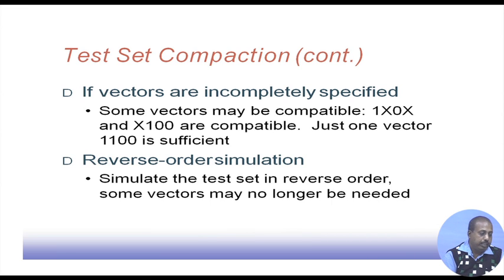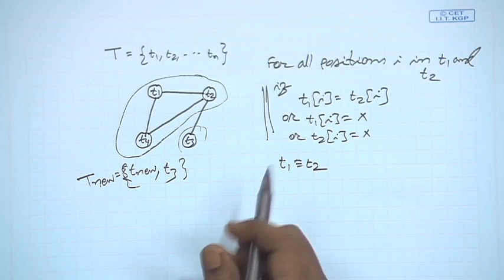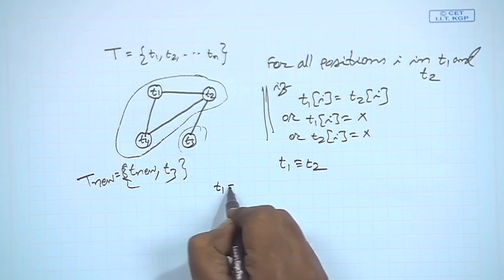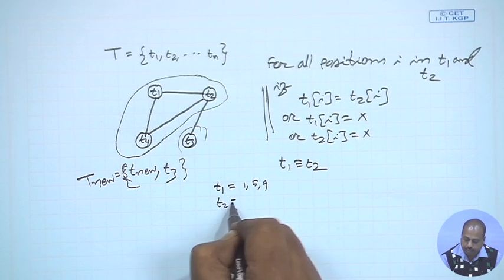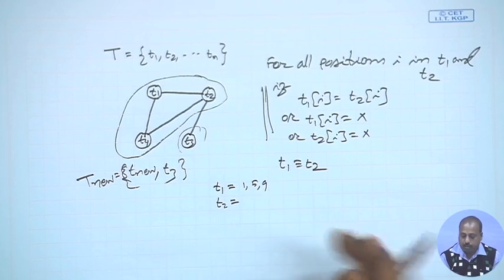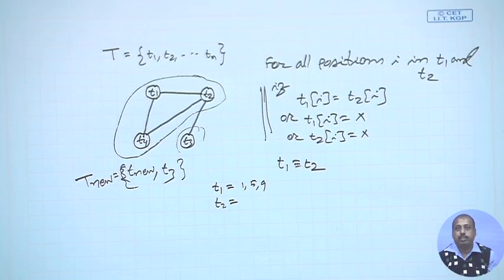Another way of reducing the test set size is by reverse order simulation. While we were doing the test pattern generation, the first test pattern that is generated detects some faults, as I was telling, maybe 1, 5 and 9. T2 again detects some faults. In the ATPG process, as soon as a fault is detected by a test pattern, that fault is dropped from the candidate fault list, so that the ATPG tool is not bothered about generating test patterns for those faults again.